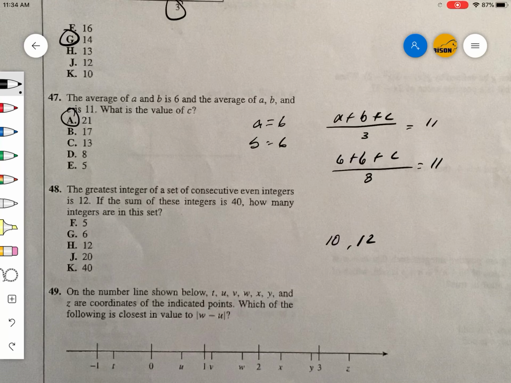So try to see if that's big enough to get you to 40. 10 and 12 would be 22, so we need another one. It would be 8, and that would be 30. And then we need a 6, that would be 36. We need a 4, and that would get us to 40. So that's 1, 2, 3, 4, 5 numbers in this set, F.